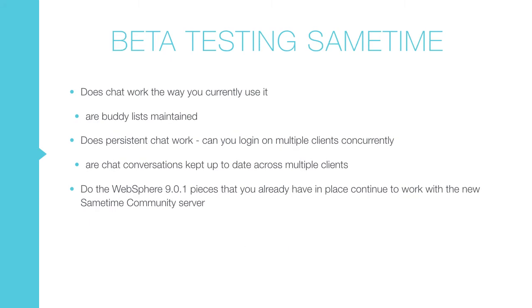Let's talk about beta testing Sametime 10. We're only upgrading the community server, which is chat. So you're going to want to test, does chat work the way you currently use it? Or are you on a buddy list there? Does this new feature, which is persistent chat, allow you to log in as multiple clients concurrently? Does that work in the sense of all the conversations kept up to date on all the clients when you're logged in? And obviously, if you have some of the WebSphere elements, meetings or proxy, you're going to want to verify that those elements, which are not going to be part of the upgrade plan, still continue to work with the community server.